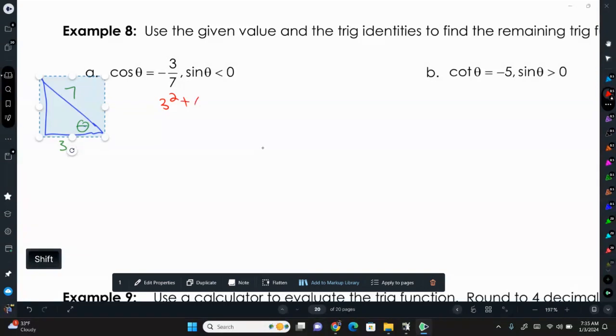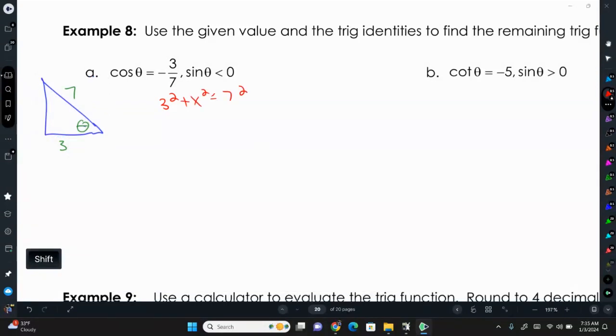3 squared plus x squared equals 7 squared. So we get x squared is equal to 40, which can be rewritten when we square root that. X equals the square root of 40, which is going to be 2 times the square root of 10, because 4 times 10 is 40, and then we can simplify the square root of 4 as 2.